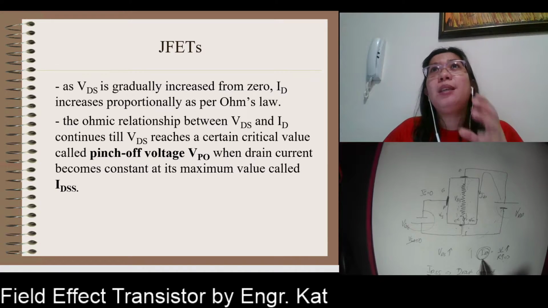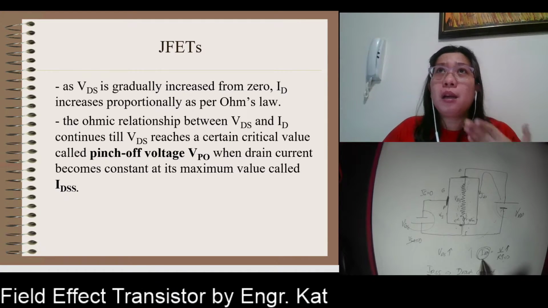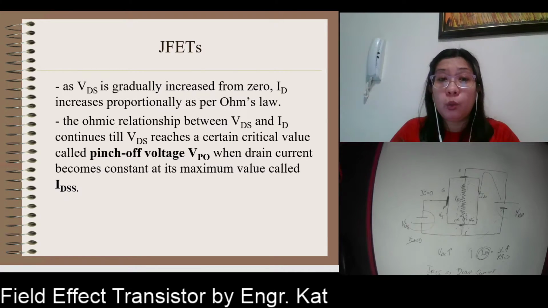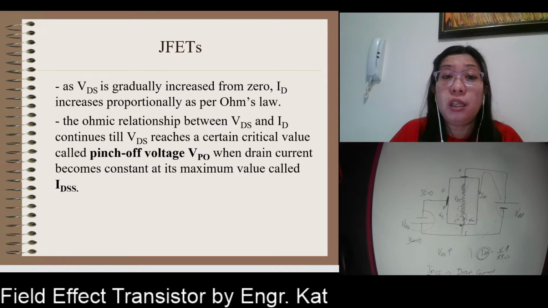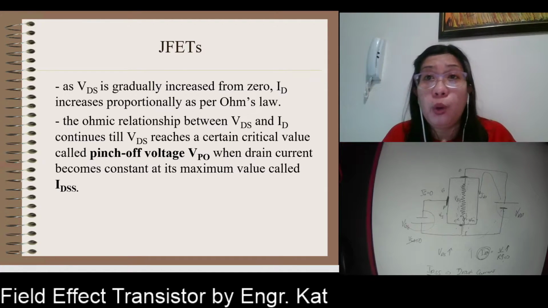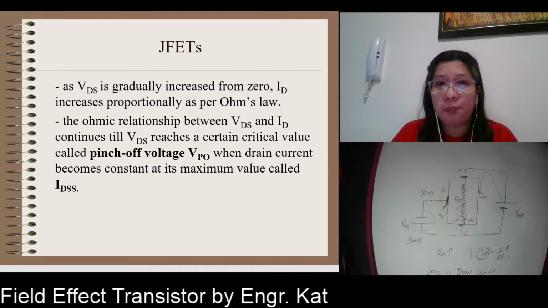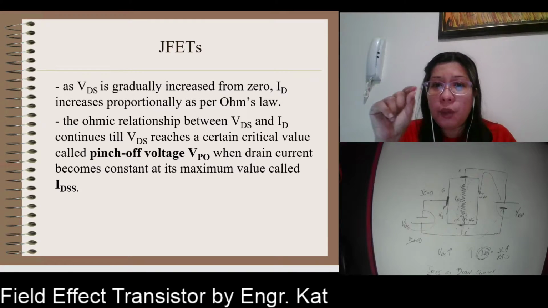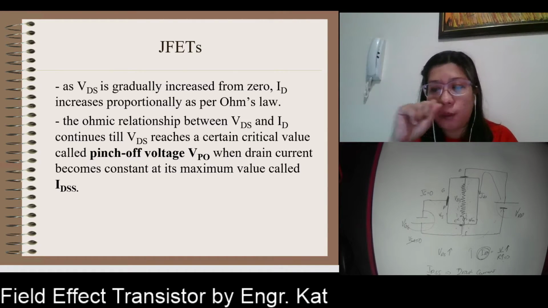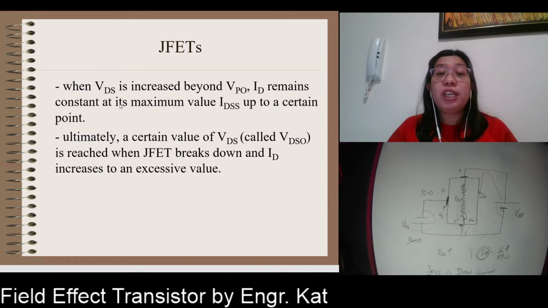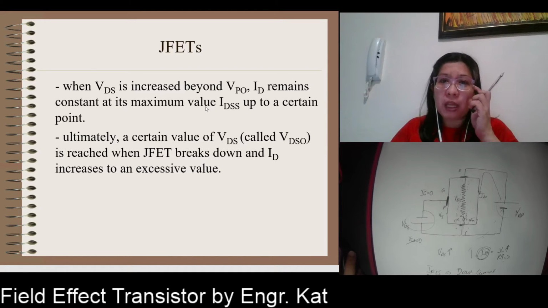So this is the occurrence of your maximum current, or your IDSS, and it happens only when your VDS reaches a critical value. Don't forget that critical value. This is called the pinch off voltage, or your VP. Other books call this VPO, other books just call this VP. When VDS is increased beyond VPO, what happens? Your ID remains constant at its maximum value, which is IDSS, up to a certain point.